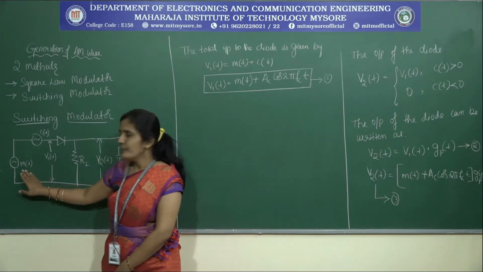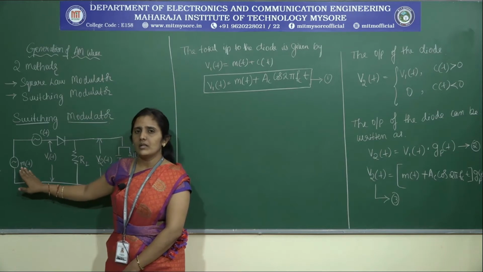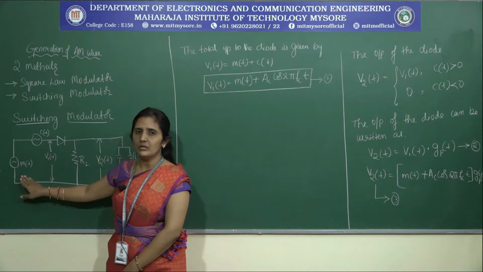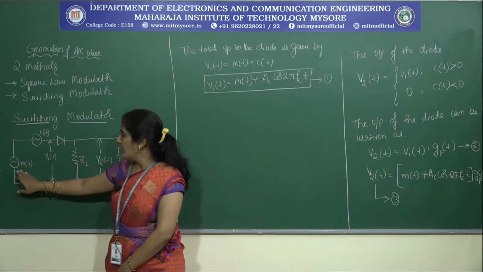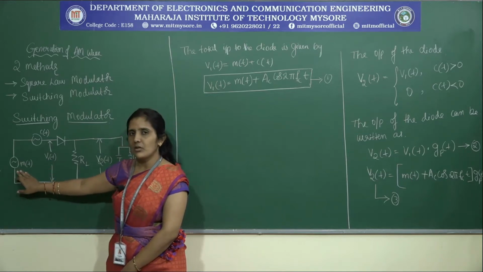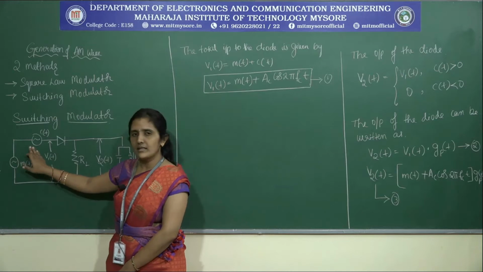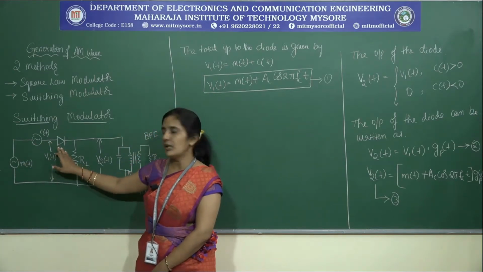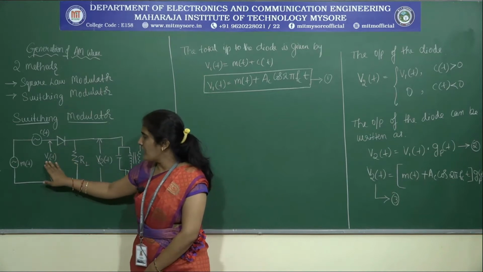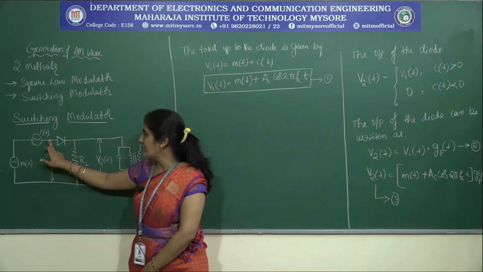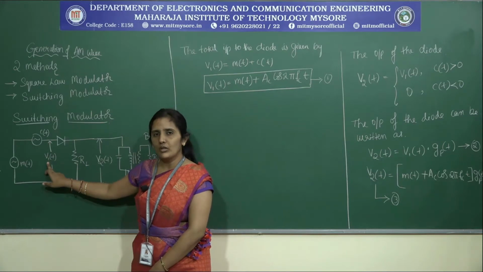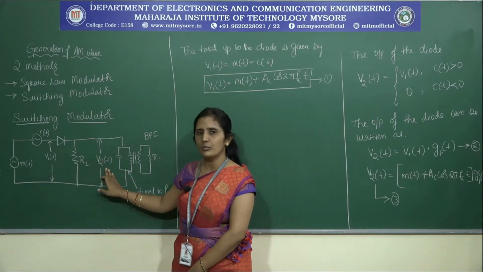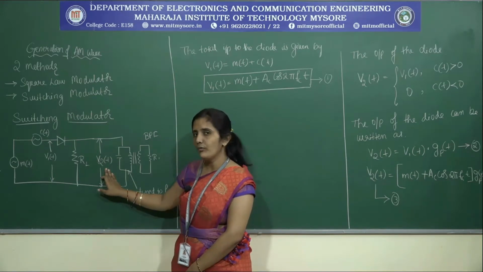Now we know that the amplitude of the carrier signal is more compared to the message signal. Here we apply the message signal, and the carrier signal c(t) is also applied to the diode. The output at this terminal is called v1(t), and across the load resistor the output is called v2(t).